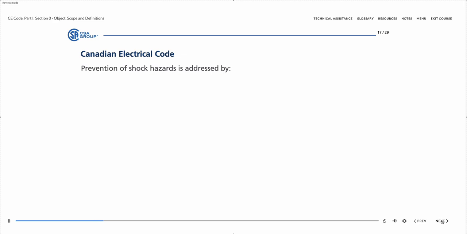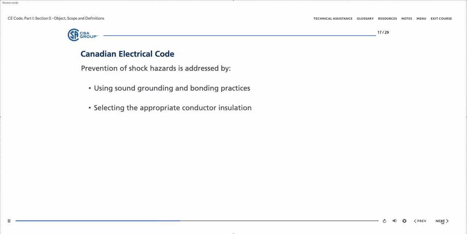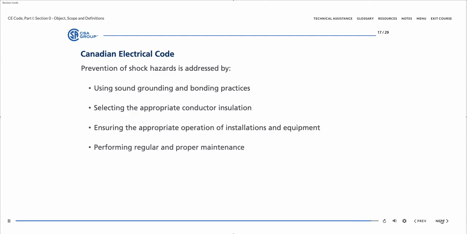Prevent shock hazards by addressing the following. Using sound grounding and bonding practices. Selecting the appropriate conductor insulation. Ensuring the appropriate operation of installations and equipment through proper installation methods, the use of equipment and devices that meet the condition of use and application, the use of equipment that has the appropriate certifications and is approved to a Canadian standard, regular and proper maintenance.